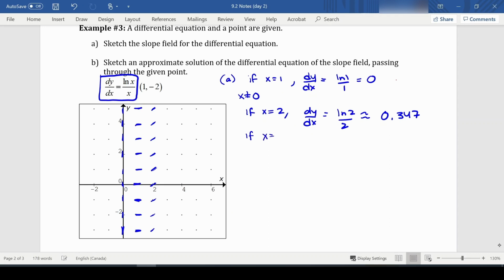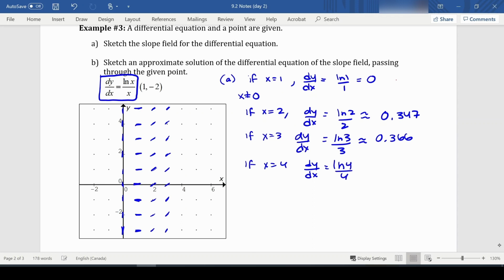If x is 3, dy dx is going to be ln 3 over 3. And you can go ahead and plug that into a calculator. You get about 0.366. So again, about a third, but maybe slightly steeper. And if x is 4, then dy dx is going to be ln 4 over 4. We're doing ln 1, by the way. At 1, negative 2 is where our point's going to be. This ends up being 0.347 as well.